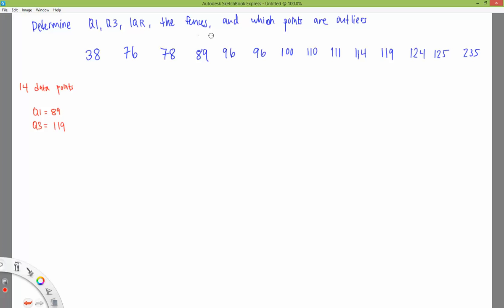And again, the upper fence is defined by Q3 plus 1.5 times the IQR, and the lower fence defined by Q1 minus 1.5 times the IQR. Maybe I'll also write just so we remember.